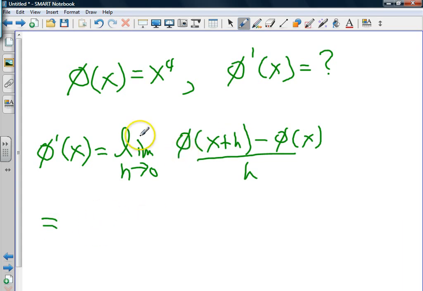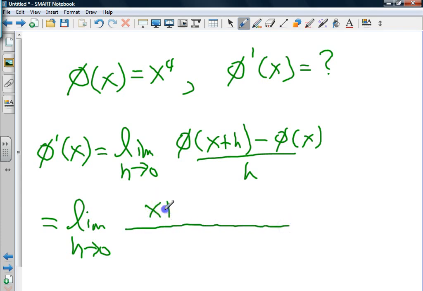Let's write this in particular for this particular function. So it's going to be the limit as h goes to 0 of, all right, now what's the numerator? X plus h to the fourth minus, what is that? X to the fourth all over h. And the idea is to simplify that. Use the binomial expansion theorem. Why FOIL 50,000 times?